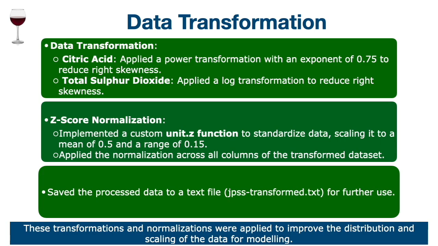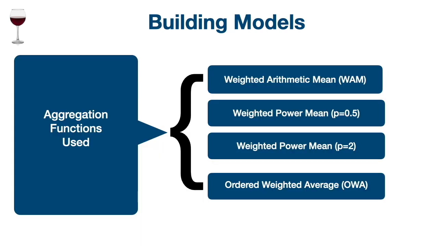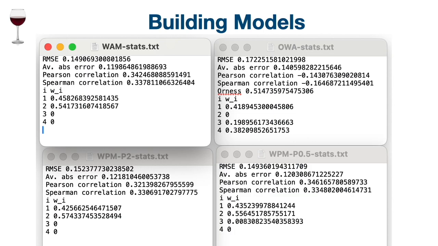Post-transformations, z-score normalization was applied to the variables and the processed data is stored in a text file for further analysis and data modeling. In order to build the models, these 4 aggregation functions were used, which were defined in a file provided along with the assignment. These functions were fed the processed data and the output is captured into the respective text files. The screenshot of respective outputs obtained through these 4 functions are shown on the screen.